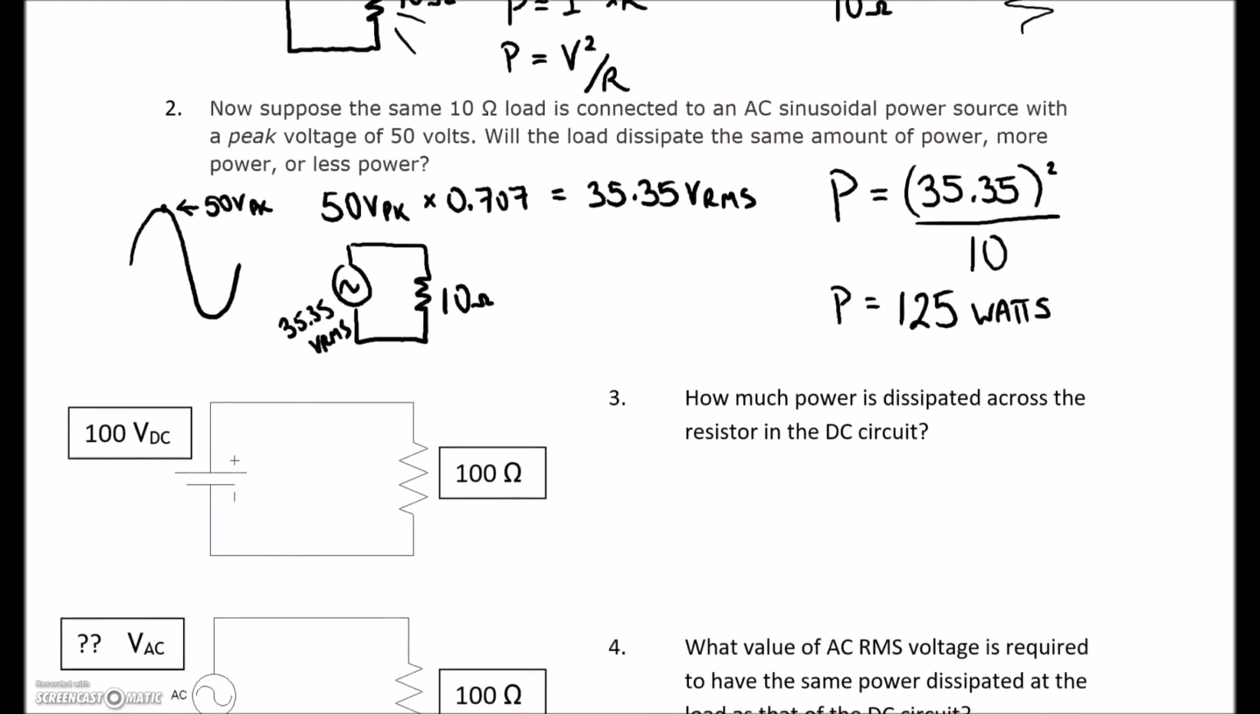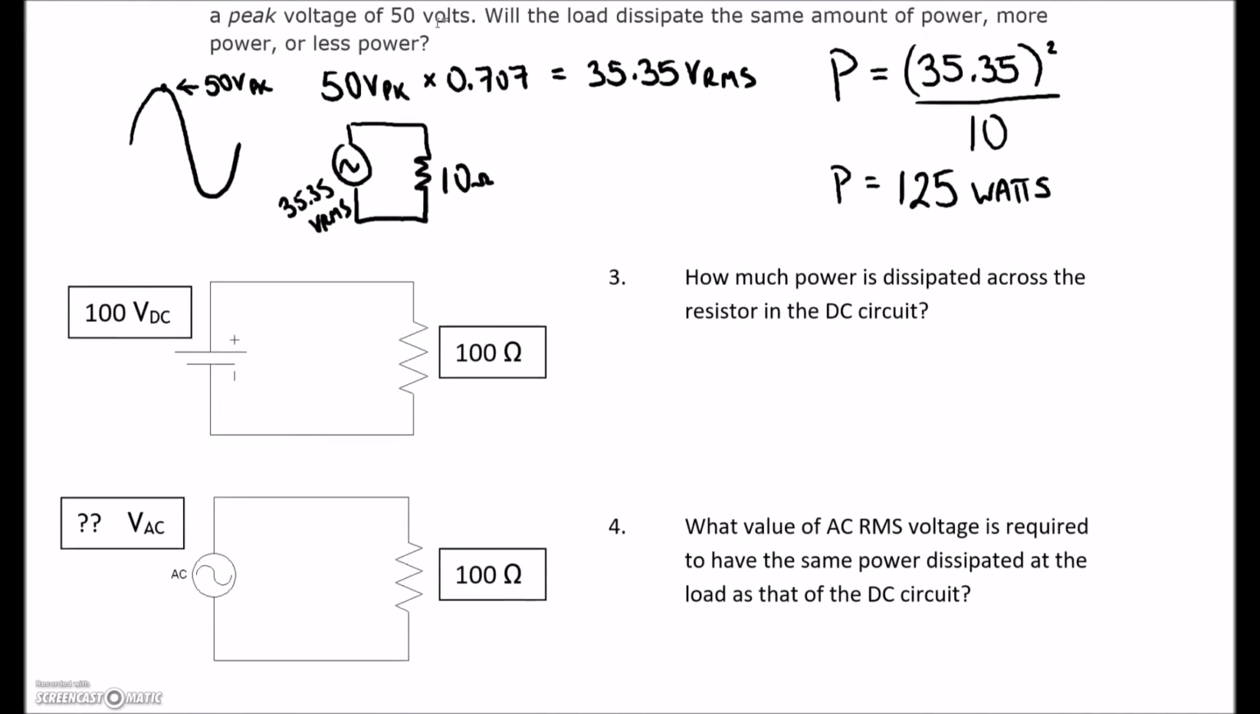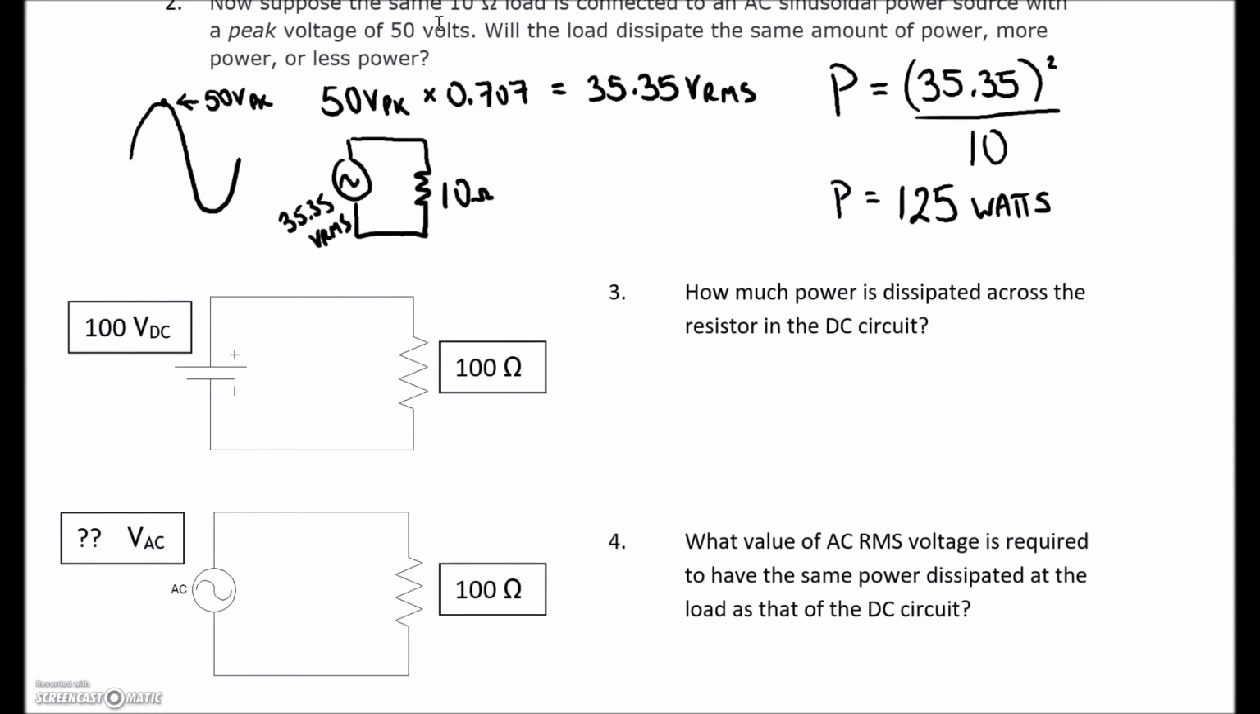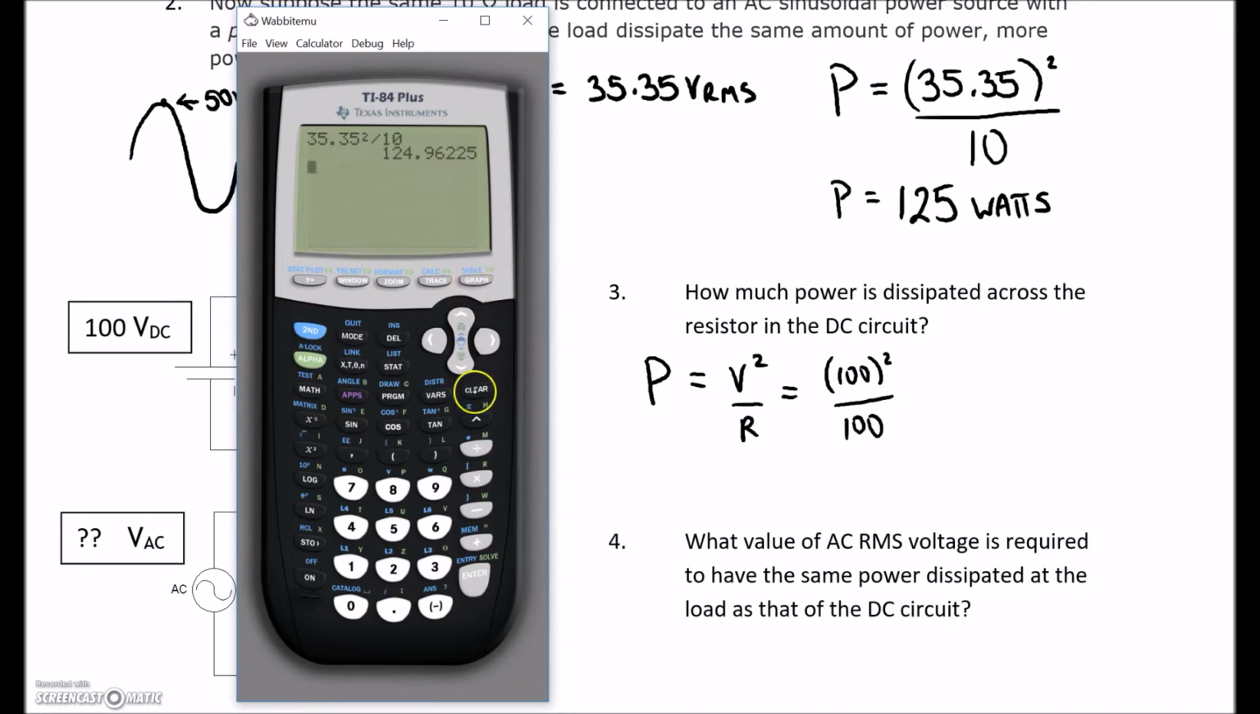Let's keep going. Let's take a look at 3 and 4 and maybe it will make a little bit more sense. So here we've got 100 volts DC, we've got 100 ohms, and we need to find the power. It can't be simpler than this. We're going to do our V squared divided by our resistance. In this case, 100 squared divided by 100. We don't need a calculator for this, but let's just show you on here. You know the answer already.